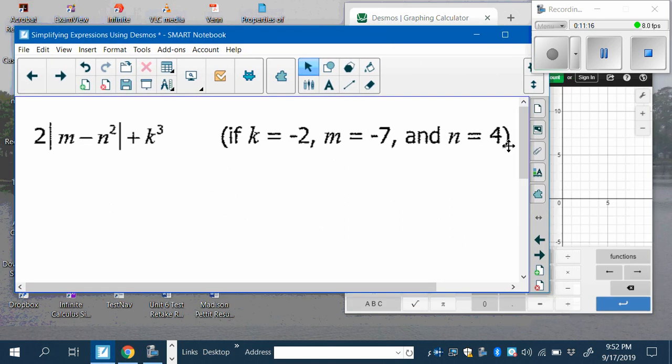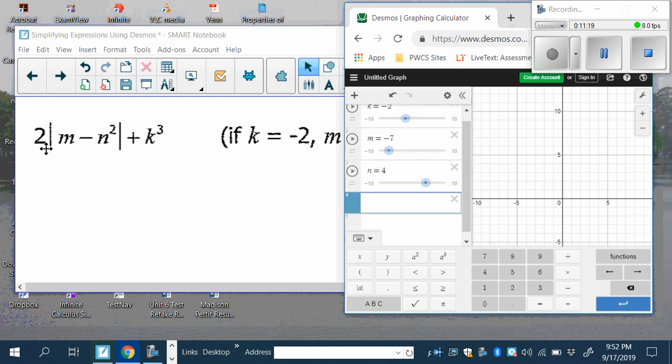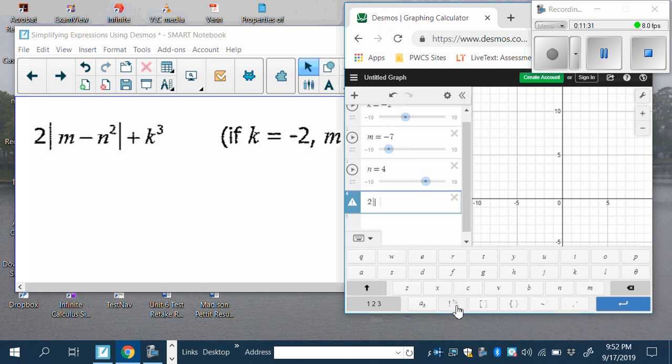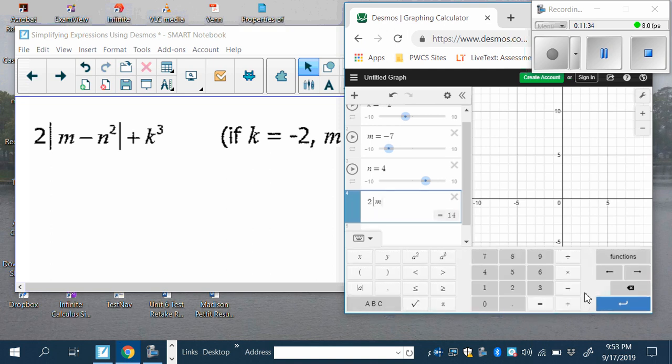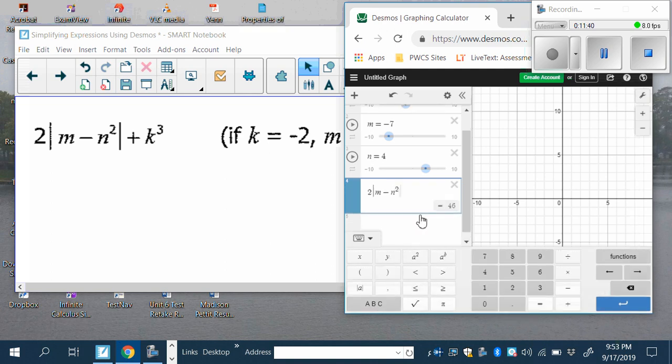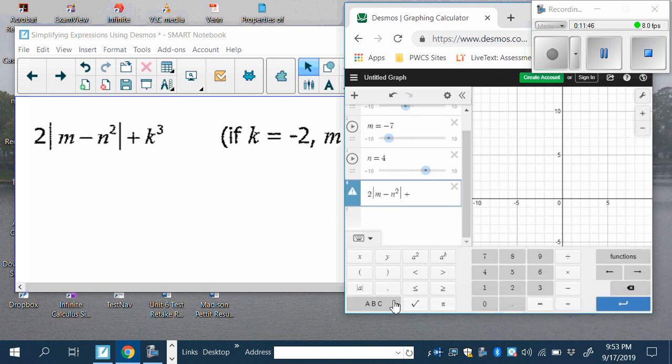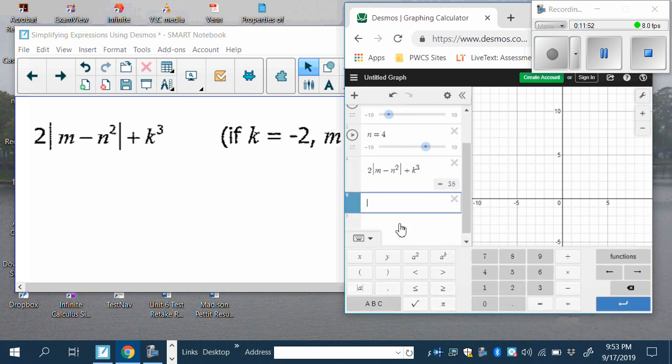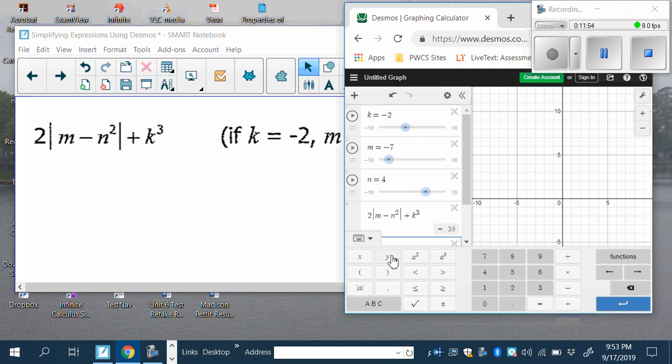Now I have to enter this cute little thing right here. What's nice is I have the absolute value sign, and that sign is right here. So I have 2, and then I have absolute value. And what's nice is that it automatically enters it for you. So it's M, and then minus N squared, right? And I just press that again to end that. And then I do plus K, to the 3rd power. And what do you know? That's 38. Again, a huge, helpful thing.